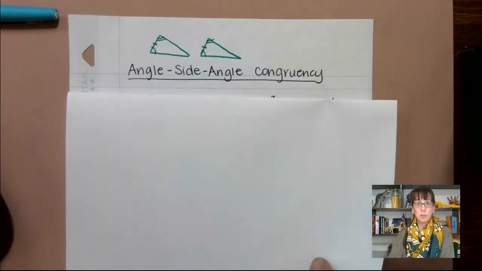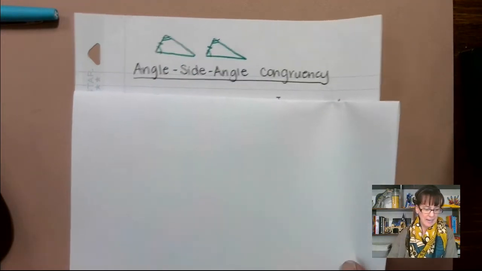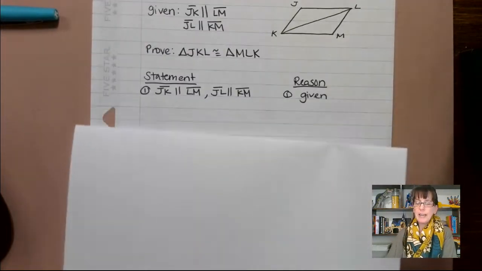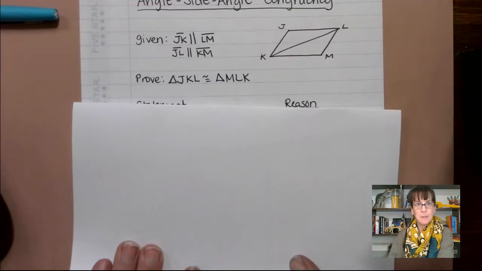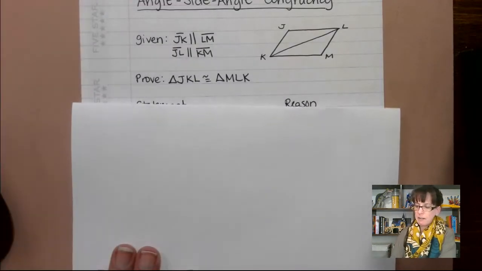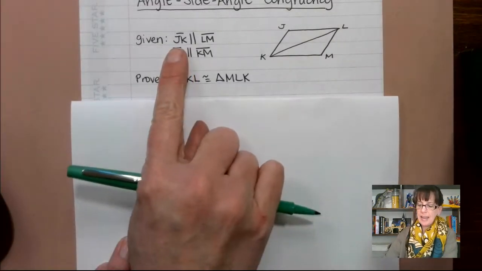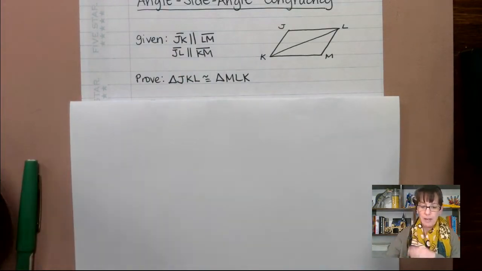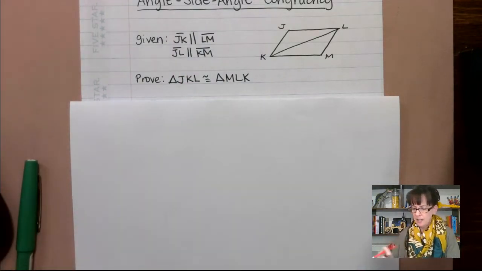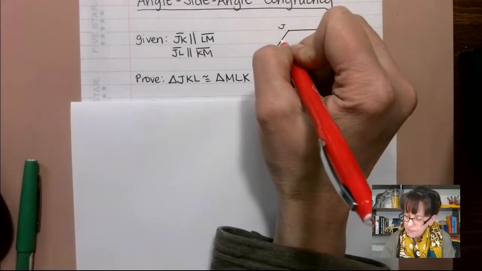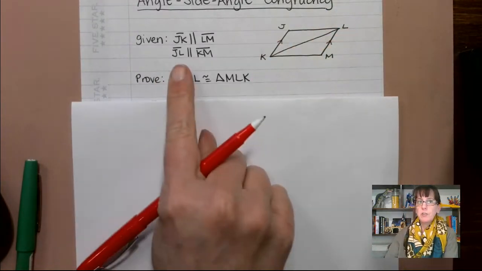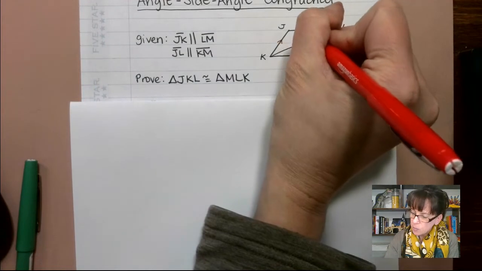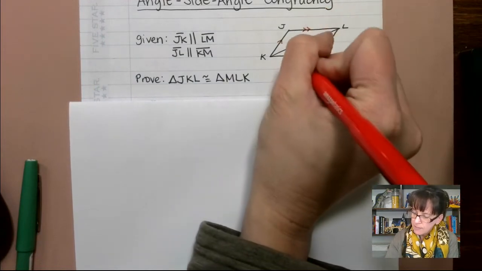Okay, let's talk about a proof that uses this angle, side, angle. All right, looking at this guy right here, let me scooch that down just a little bit so you can see it. We are told that JK is parallel to LM, and we indicate that by using little arrows. So JK, LM, those guys are parallel. Then we know JL is parallel to KM as well, so these guys are parallel.